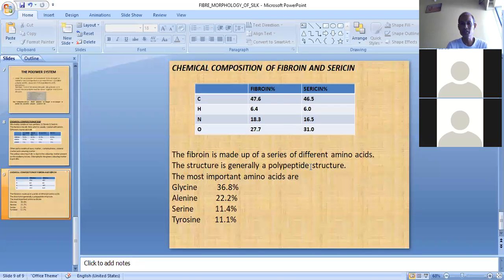The fibroin is made up of a series of different amino acids. Already we have covered this. The structure is generally a polypeptide structure. The most important amino acids are glycine at 36.8%, the highest percentage, then alanine in second position at 22.2%, serine at 11.4%, and tyrosine at 11.1%. And that's all about the morphological structure, microscopic view, and chemical composition of fibroin and sericin.